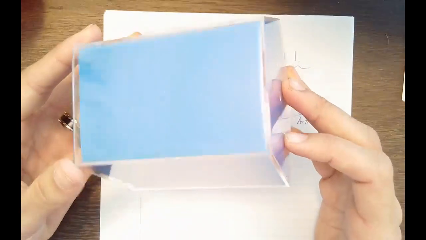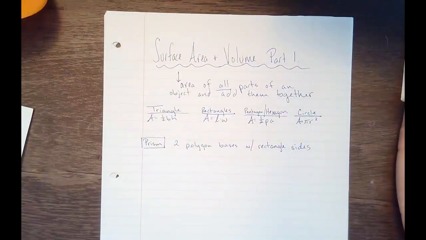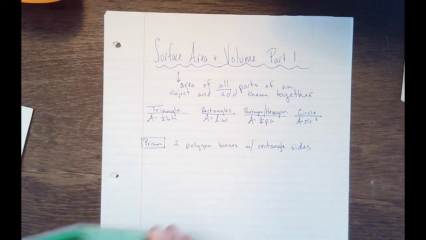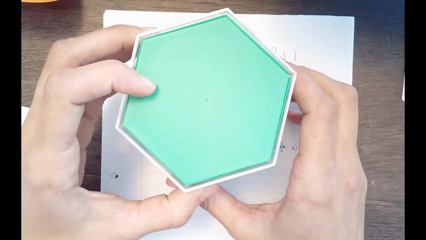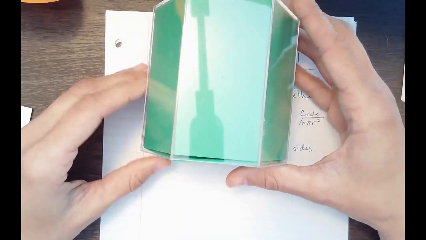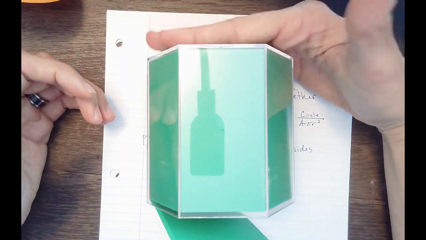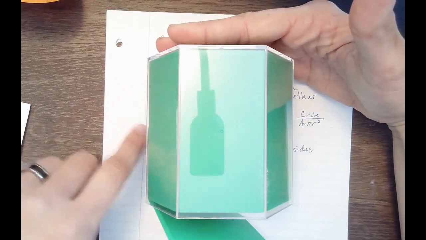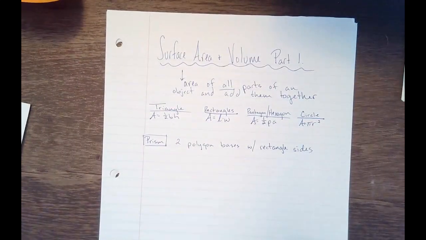And so you can have a prism with any polygon as your base. Here's one with the hexagon. Essentially, imagine that this was the floor. You have a polygon on the floor and standing up, and then you have rectangles going all the way around. So you can have any polygon as the base, and you always get rectangles along the sides.